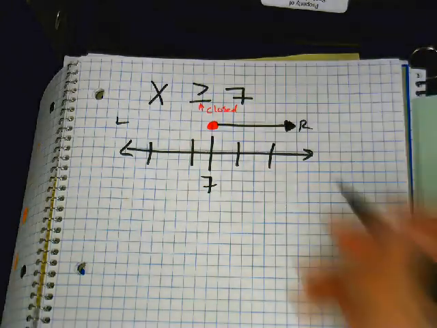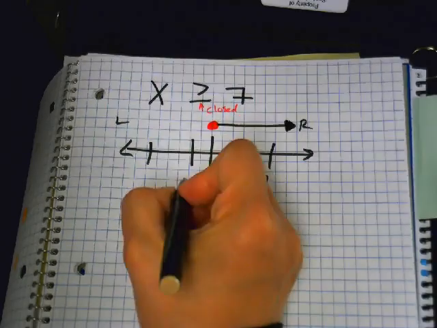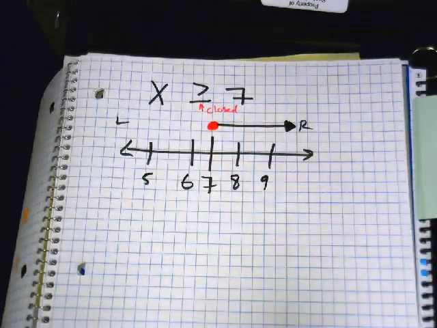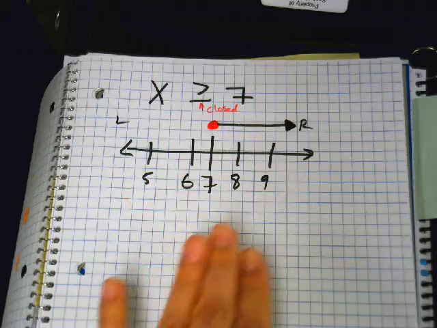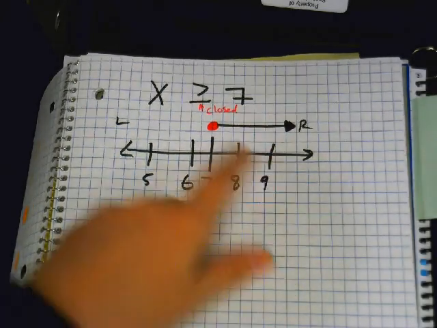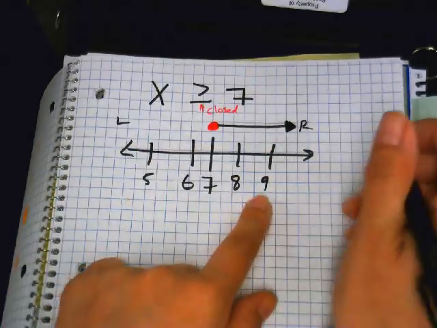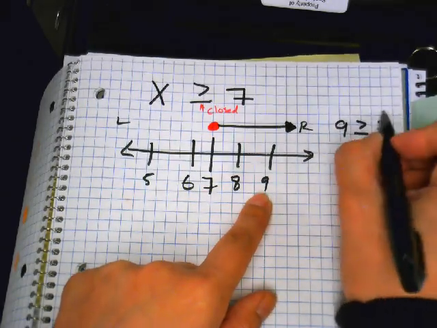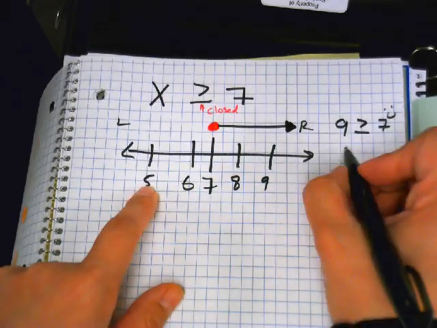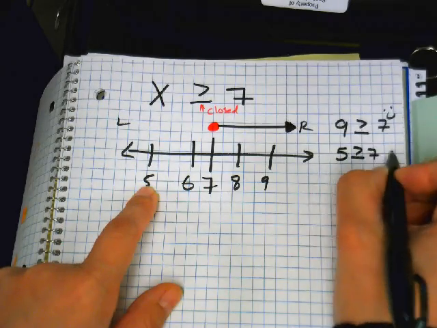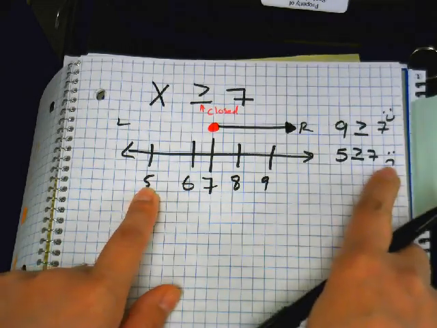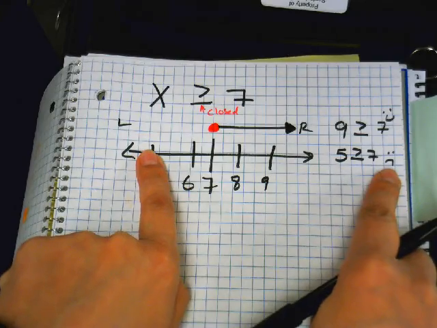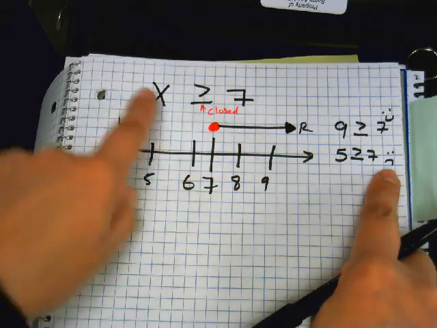Why? Oh, I didn't do this. 7, 8, 9, 6, 5. Why do I shade to the right? Mathematically, I shade to the right because these are the numbers that make this inequality correct. If I choose this number, is 9 greater than or equal to 7? Yes, it is. But if I chose this one, is 5 greater than or equal to 7? No. So hence, I can't shade this way. I can only shade in the directions that my answers actually make sense to plug in.